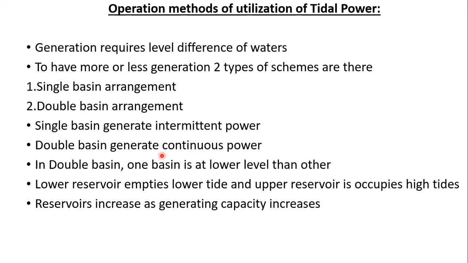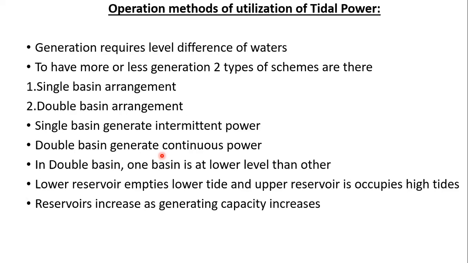That means water will flow out at the time of low tide, and the upper reservoir is replenished by the high tides. Okay, so if the generating capacity is to be large, the reservoirs must also be large. This means the dam will be long. These are the operational methods of utilization of electrical tidal power.